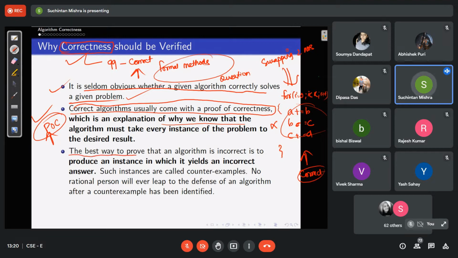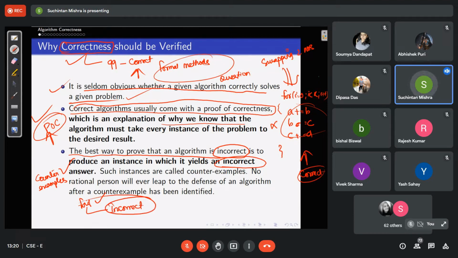So the best way to prove an algorithm incorrect, and this is important, is to produce an instance in which it yields an incorrect answer. Basically, this is the concept of a counter example, where we prove that there is one case where this algorithm will fail. And if the algorithm fails, that is the instance where we can declare the algorithm incorrect.